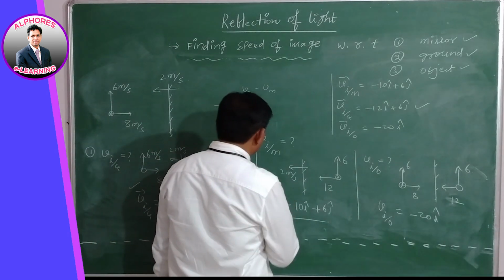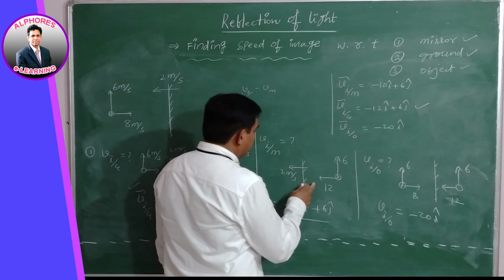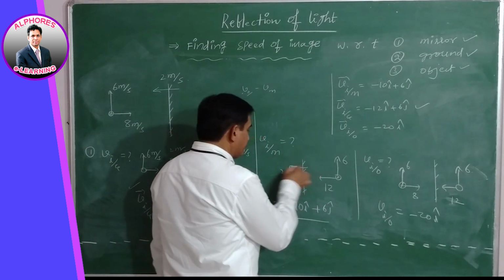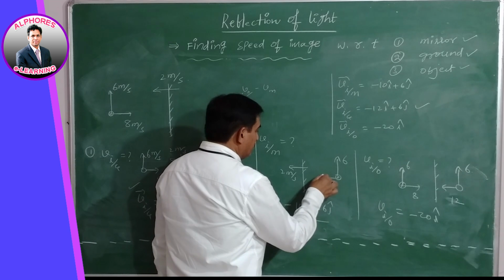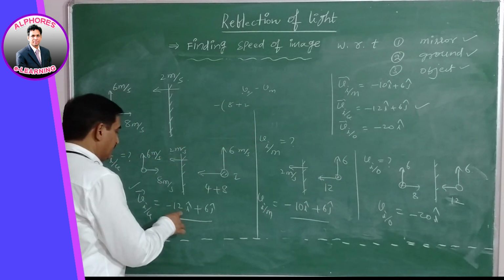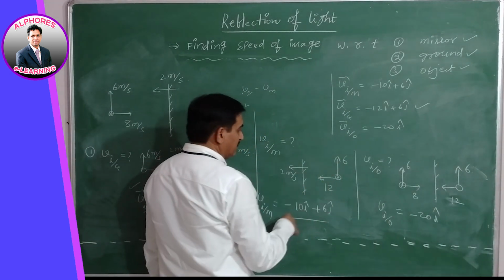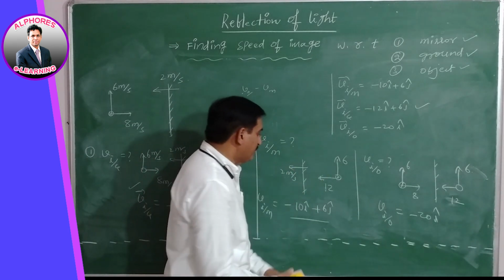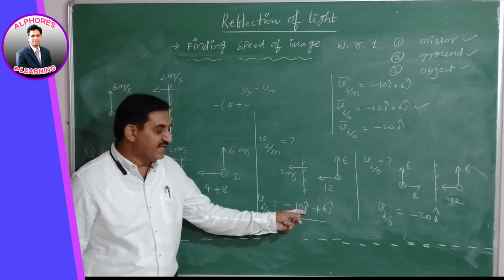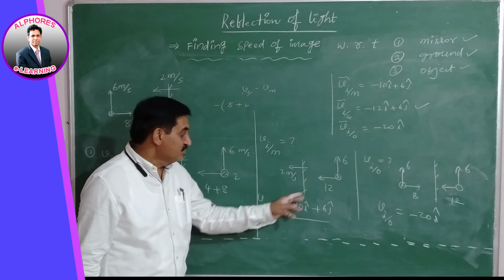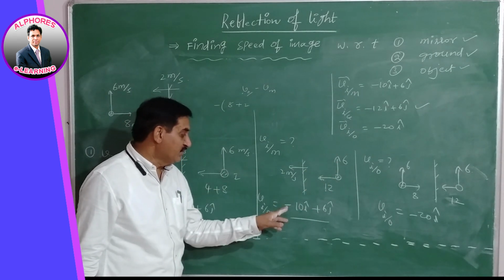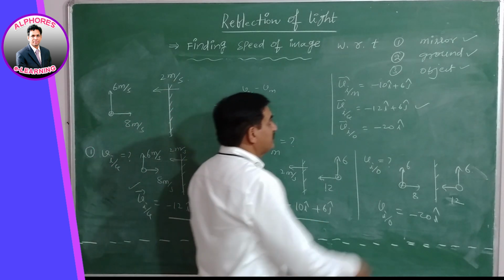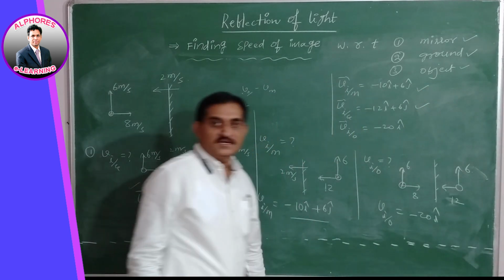And the second question: the speed of image with respect to mirror. The mirror speed is 2, and the image speed is already calculated, that is 12 and 6. Here 12 and 2 are in the same direction, therefore 12 minus 2 gives 10, and this is 6. So 10 along the negative x axis, therefore minus 10i plus 6j. The same answer we obtained in the vector method.